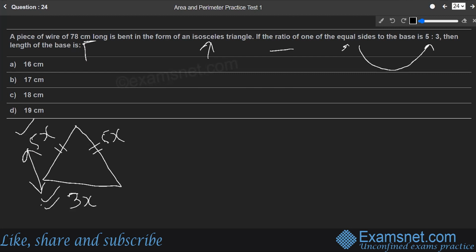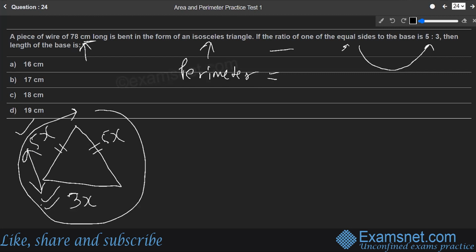He's saying a piece of wire 78 centimeter long is bent. If the piece of wire has been bent in the shape of an isosceles triangle, then the perimeter of this triangle will be equal to 78 centimeter. That is the length of the whole boundary.